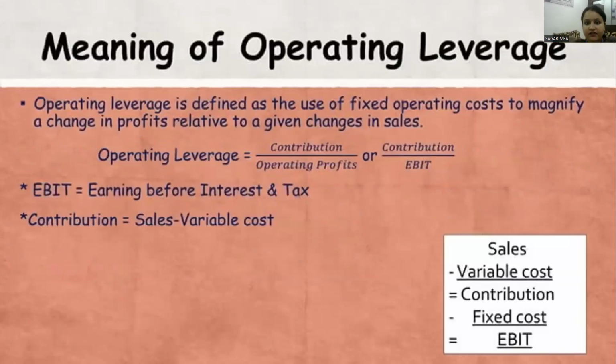What is operating leverage? Operating leverage is defined as the use of fixed operating cost to magnify a change in profit relative to a given change in sales. Operating leverage is contribution upon operating profit, or contribution upon EBIT. EBIT is earnings before interest and tax. Contribution is sales minus variable cost.